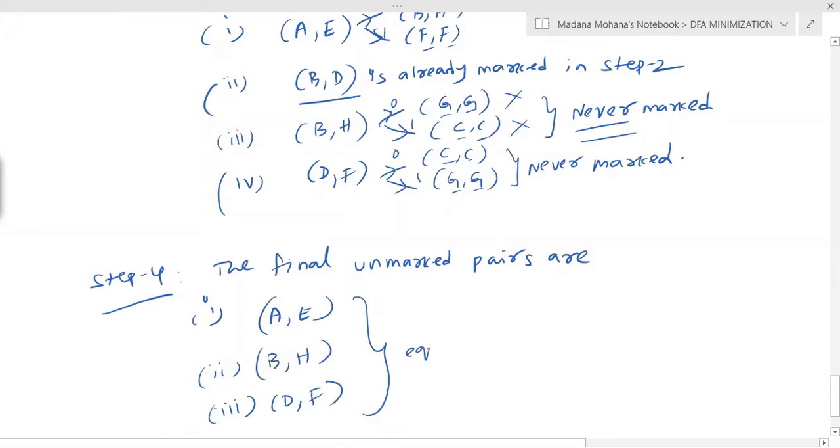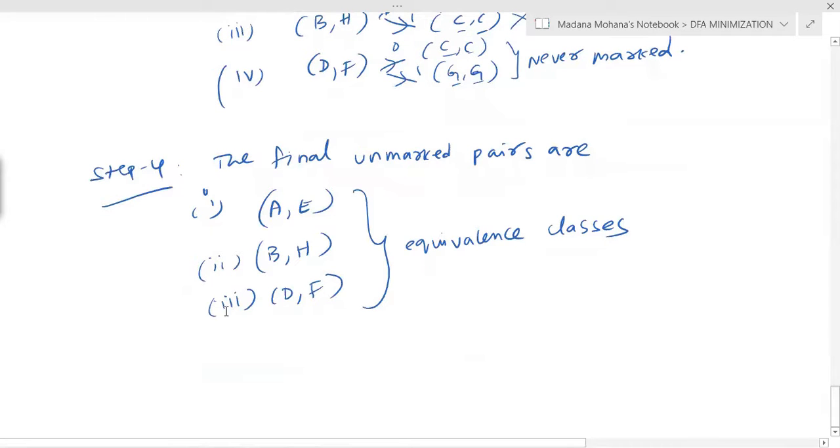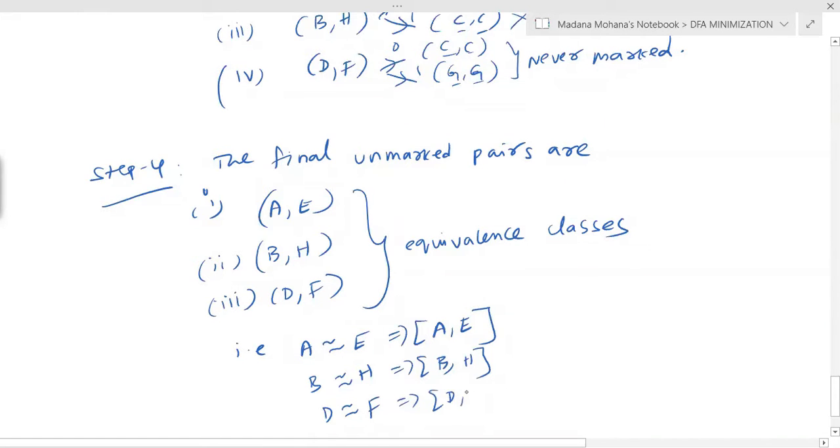Now we will call them equivalence classes. All these pairs are called equivalent classes. That is, you can write like this: A is equivalent to E, B is equivalent to H, D is equivalent to F. Now, by combining these two, this can be written as AE, this as BH, and this as DF. So these are all merged states in DFA.